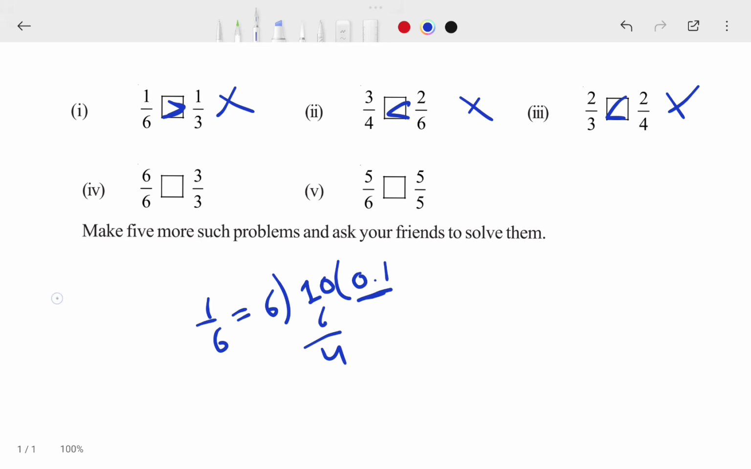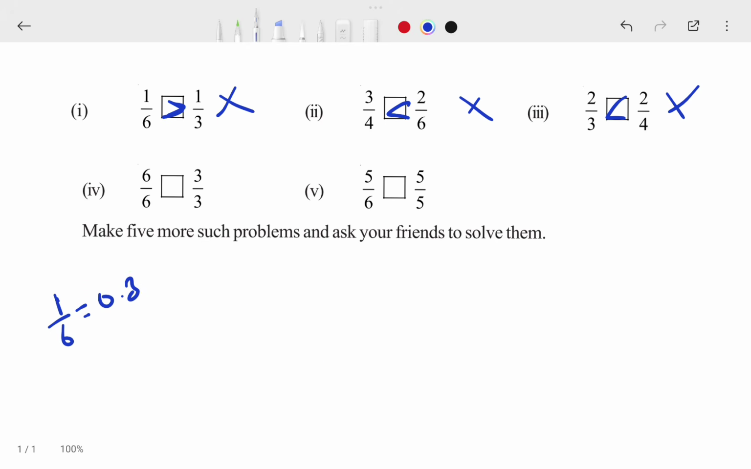So 1 by 6, the answer is 0.1. Okay, now look at another one. Here 1 by 3 is there. If you put 1 by 3, this is 0 point something. 3 times 3, 9, 1 will come, 0.3. Okay, just wait a minute, 0.1 will come here.